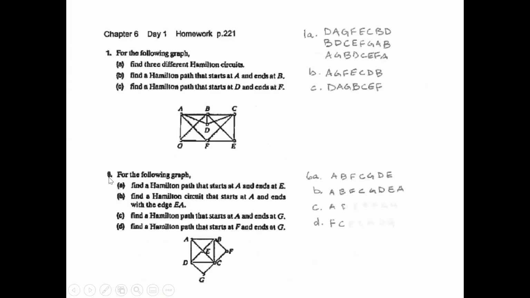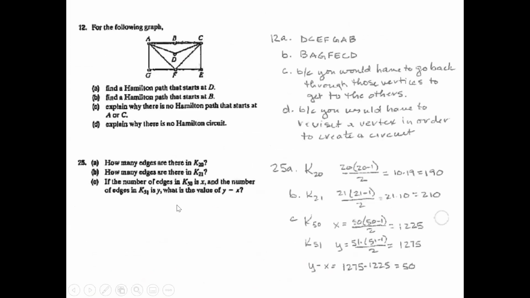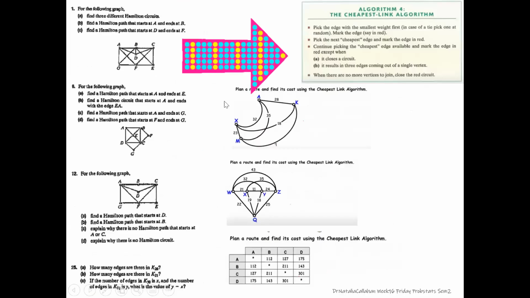Okay, so then on the next part of this, you have part A and 6. Take a look at my answers. You can pause the video and try yourself first. And then take a look at number 12 and 25. All right, so then I'm going to have you guys take a look over here on the right side on the cheapest link algorithm and go ahead and practice with these 3 questions.